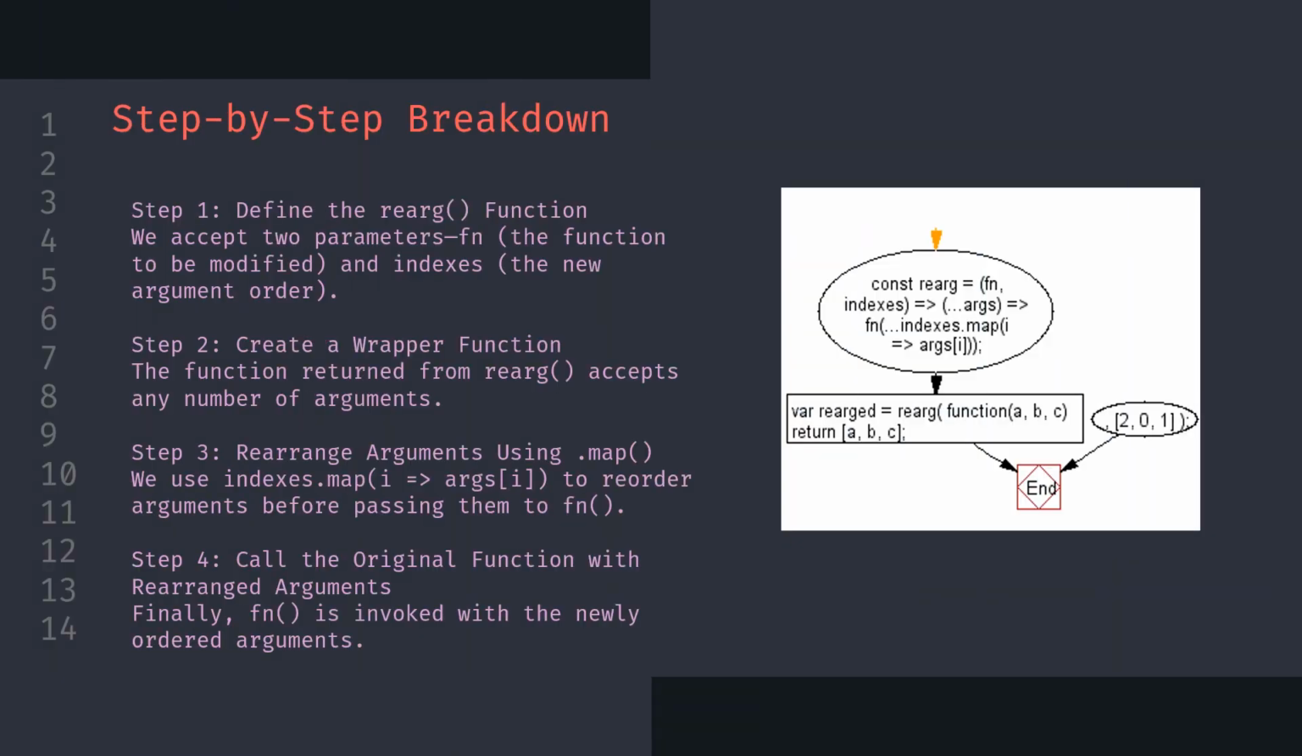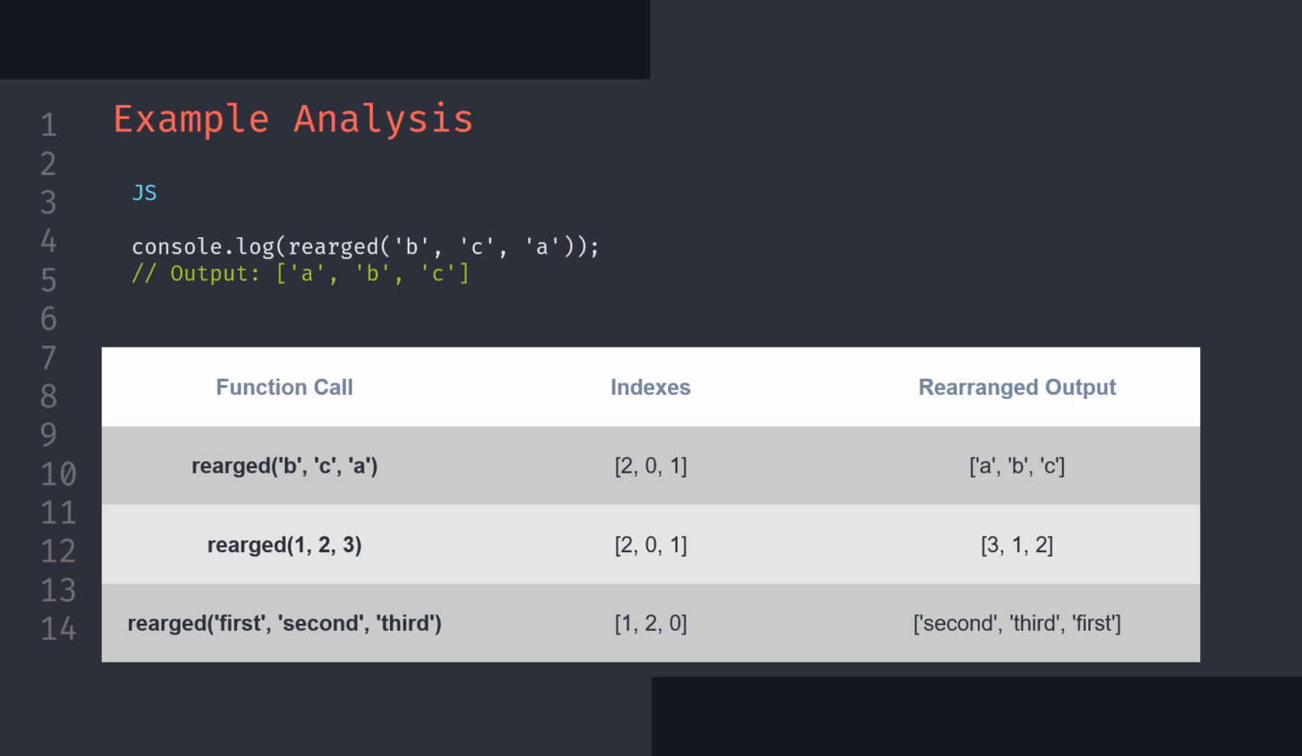This function dynamically reorders arguments using map, making it highly adaptable for different function signatures. This method ensures arguments are arranged correctly, regardless of the initial order, making it a powerful tool for function manipulation.